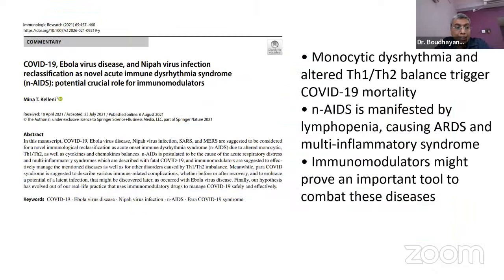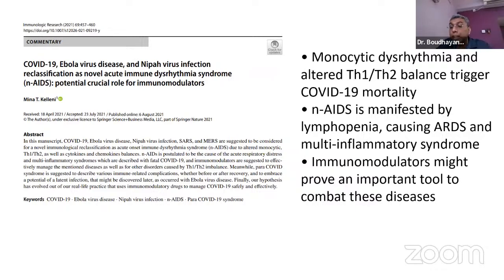So this disease is something like Ebola and COVID. There is a term called novel acute immune dysrhythmia syndrome, NAIDS. It is monocytic dysrhythmia, so it is an altered balance of TH1 and TH2. So TH1 takes the upper hand and TH2 is less. So interferon is less. So it triggers the mortality in COVID-19. It might be also true in Ebola and Nipah.